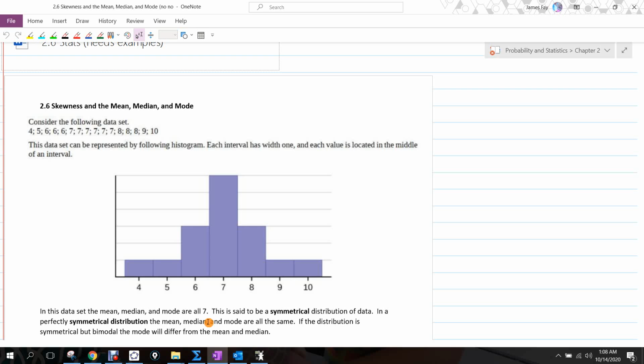2.6, skewness and the mean, median, and mode. Okay, I've used this word skew before in class, but we've never really formally defined it, so we'll take the time to do that here in a moment.